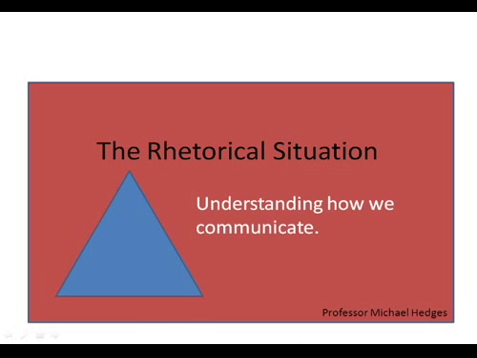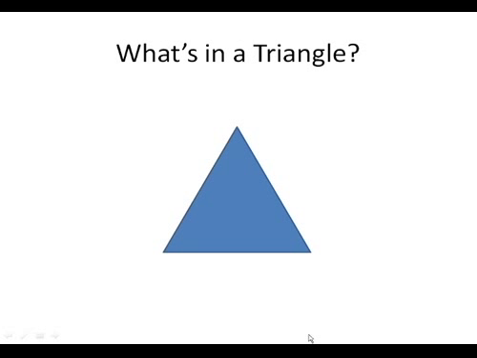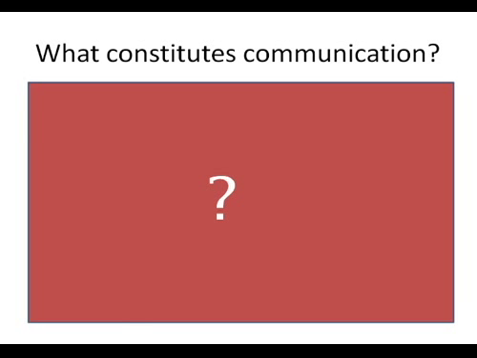So today we're going to talk about the rhetorical situation, which is one way that we can understand how we communicate, and it's especially helpful when understanding how to write. You may ask yourself, what's in a triangle? We're going to use the simple basic image to represent the way that we can understand communication and how it occurs.